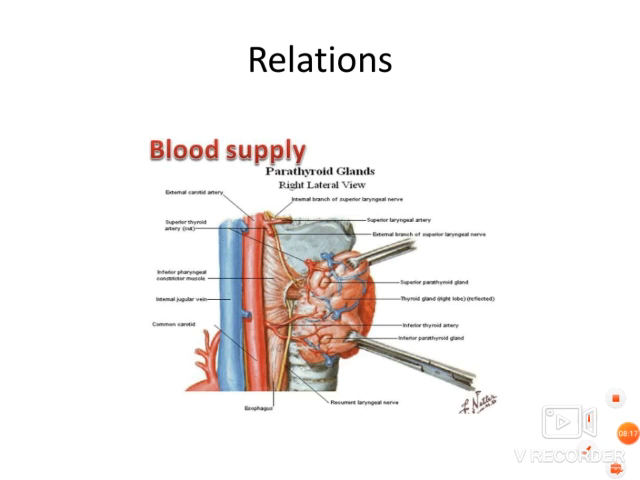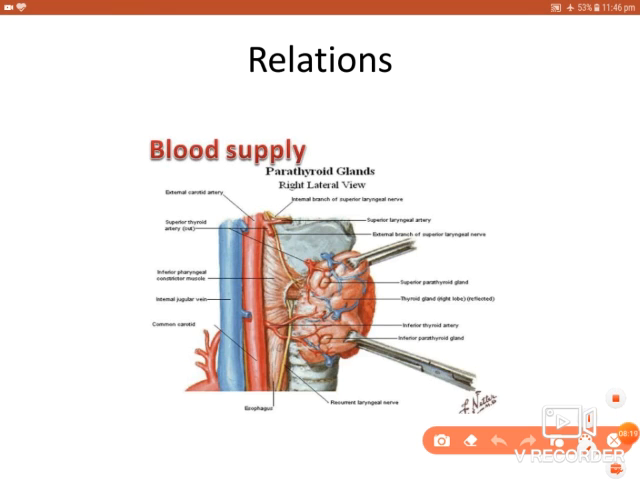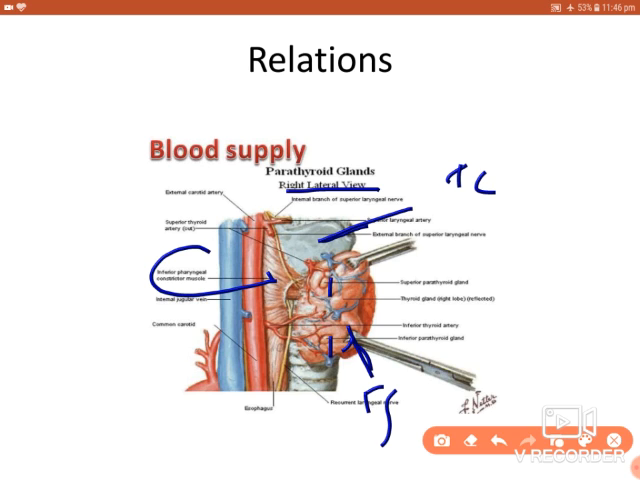Then here you are seeing the lateral view. This is the right lateral view. This is the thyroid gland, the right lobe of the gland. This is the thyroid cartilage. See here, you can see the superior and inferior parathyroid glands. See here this muscle, this is the inferior constrictor muscle.